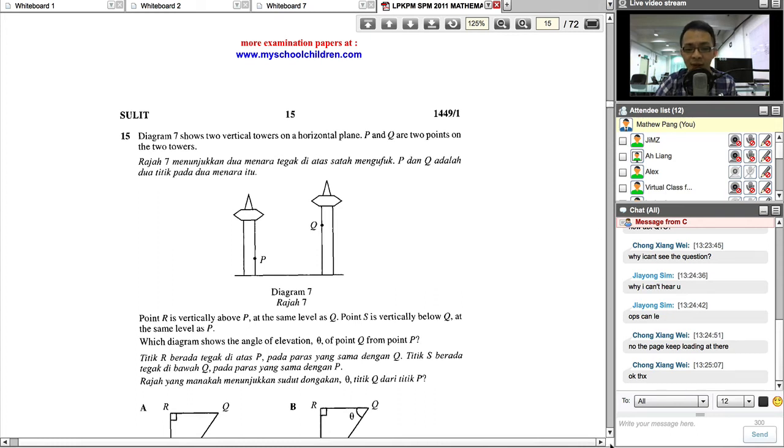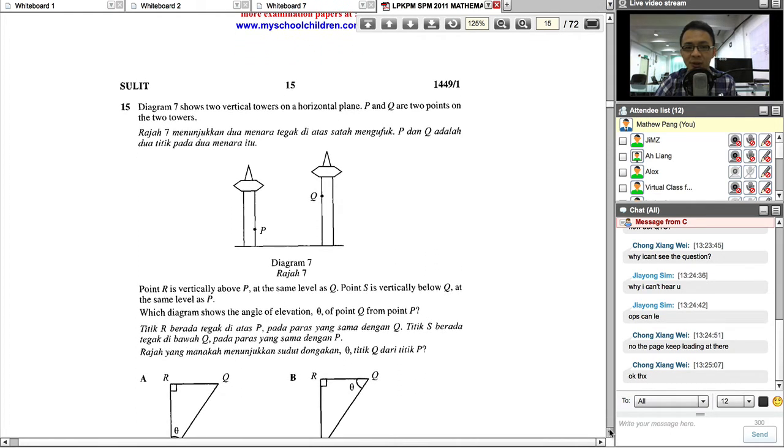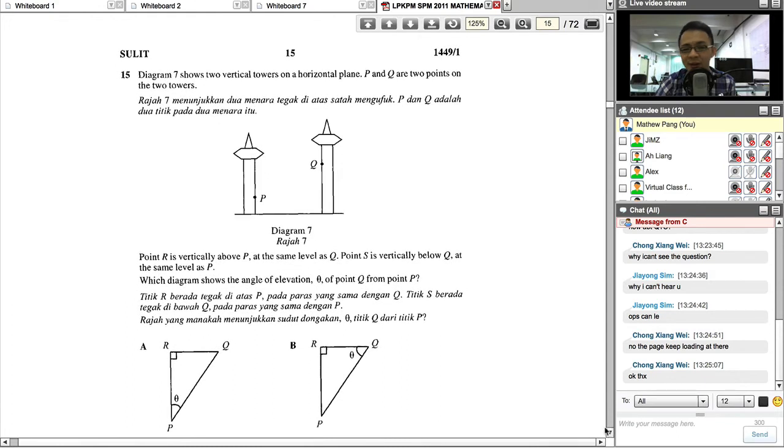Alright, then this is what? Number 15. I think this one is the depression and elevation. It's a Form 4 chapter, if not mistaken.